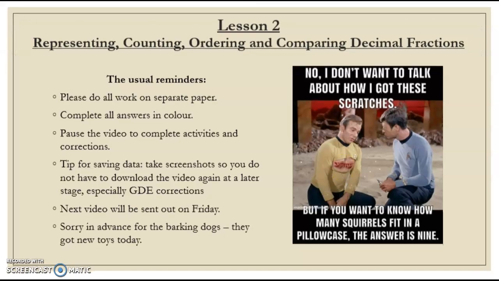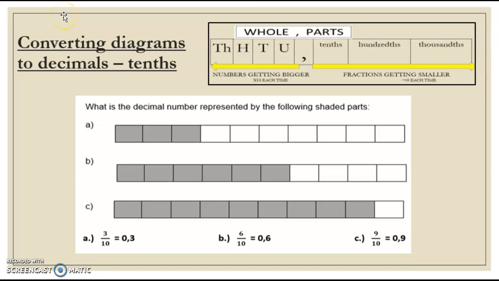Right, let's look at converting diagrams to decimal fractions. Let's look at the tenths. Before we do, let's have a quick reminder of what we did in the previous video.